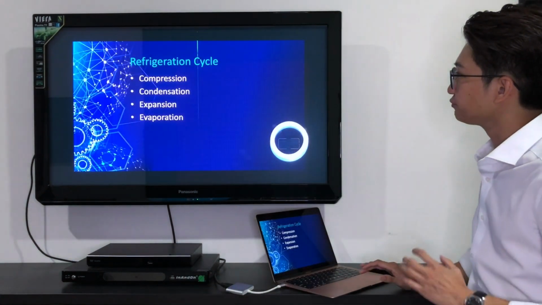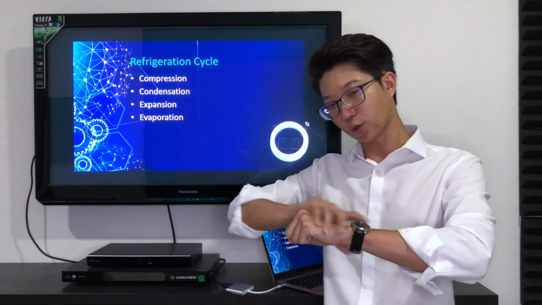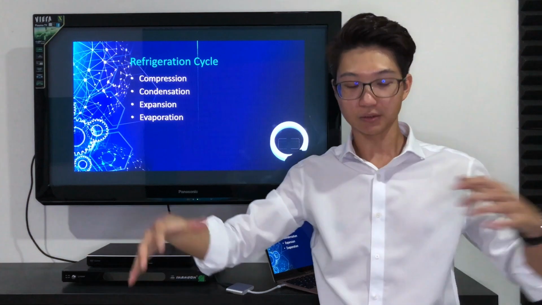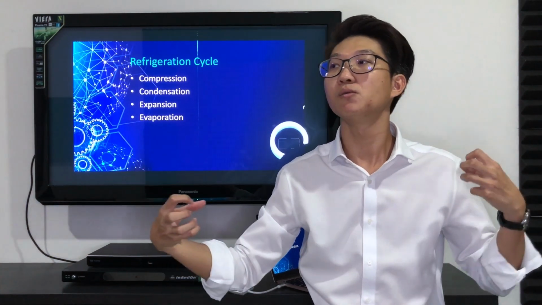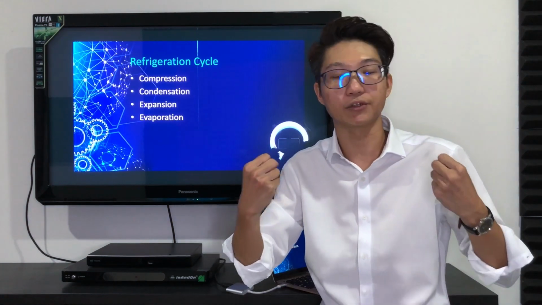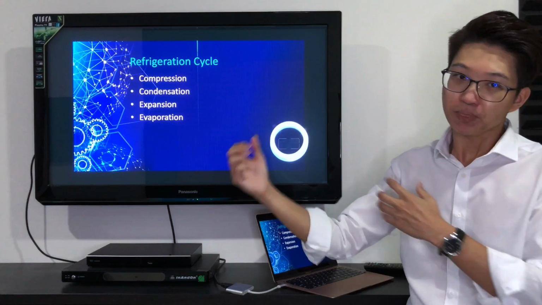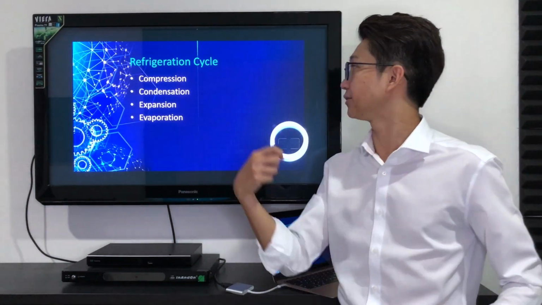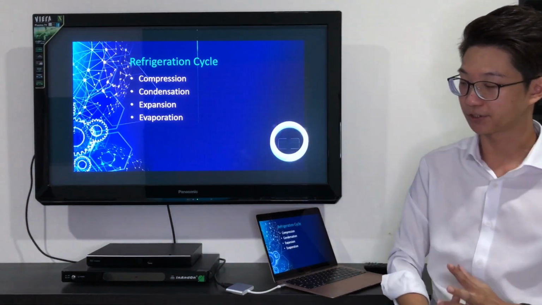So now we know that we need something cold to absorb heat and bring it outside. This is the theory. So how do we humans do the whole process? We invented the refrigeration cycle. The refrigeration cycle is compression, condensation, expansion, evaporation.